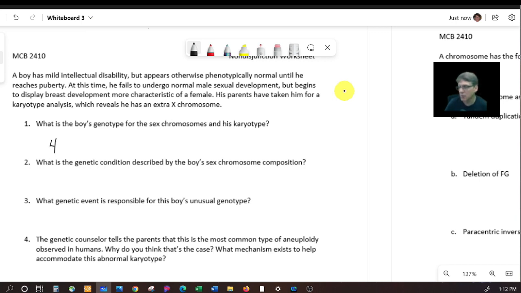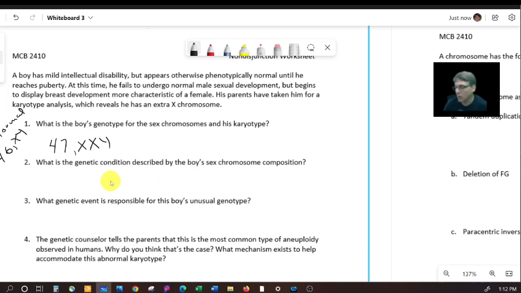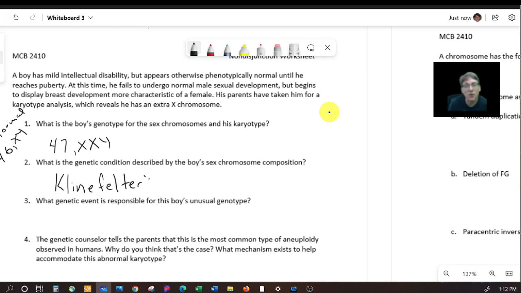And so his genotype would be 47 XXY, because a normal male would be 46 XY, and this individual has an extra X chromosome, so it'll be 47 XXY. And then the next question is, what is the genetic condition described by this boy's sex chromosome composition? Well, this condition is what we refer to as Klinefelter syndrome.